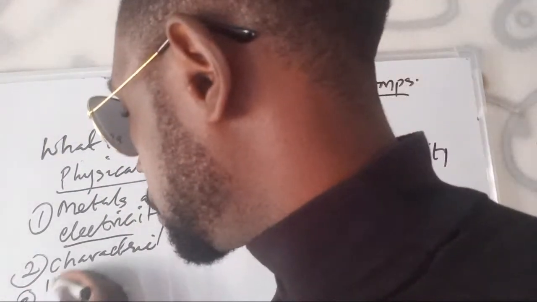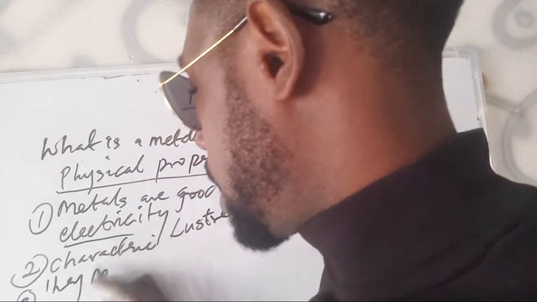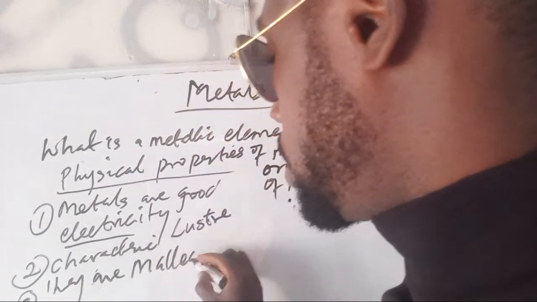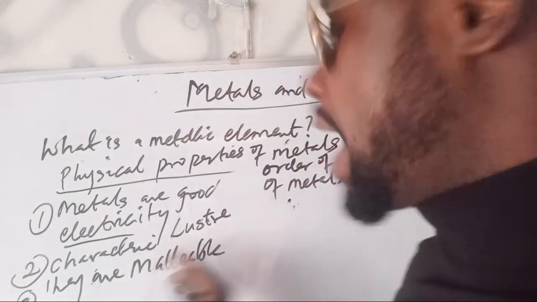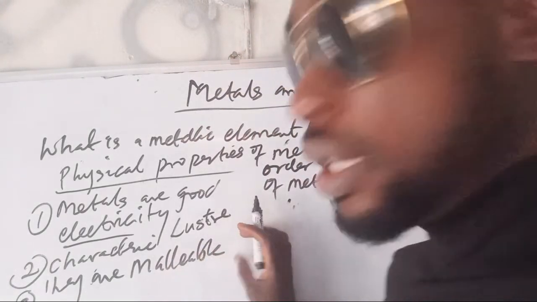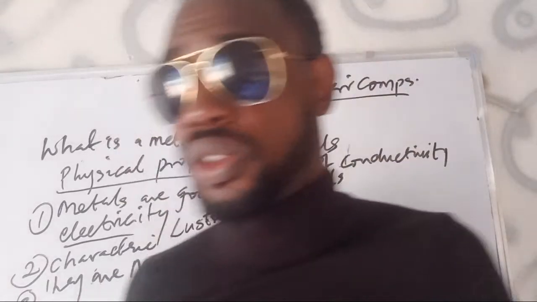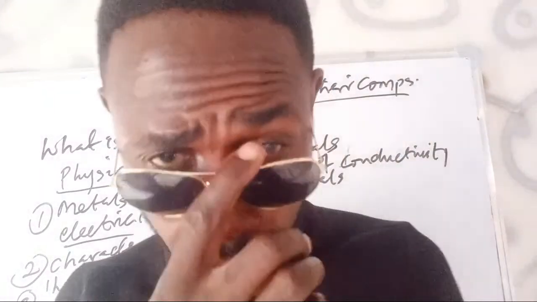Metals are malleable, meaning they can be hammered into sheets. The malleability of metals shows that the conformation of metals is not too hard, though they have strong metallic bonds.